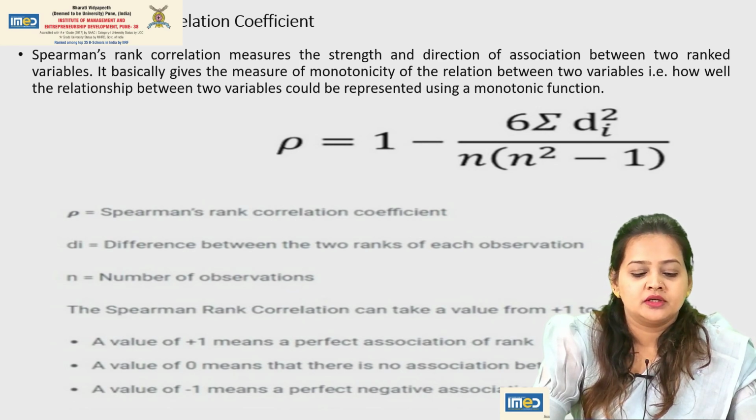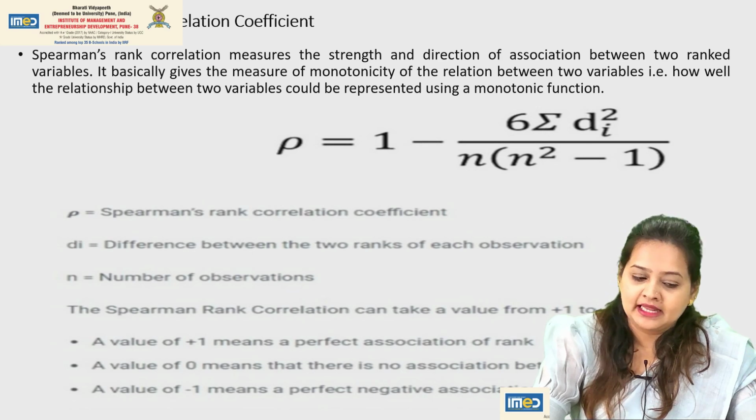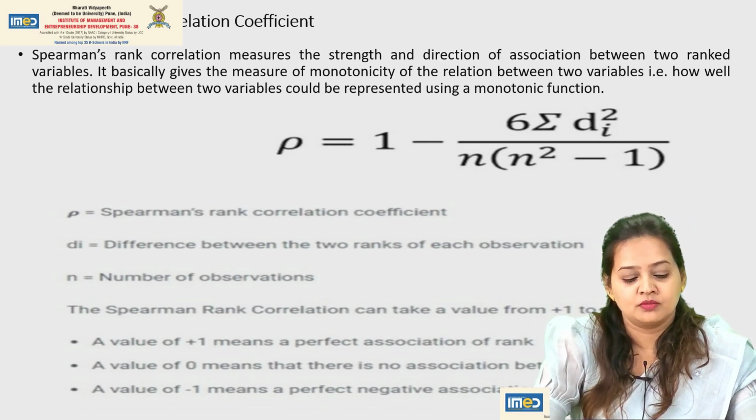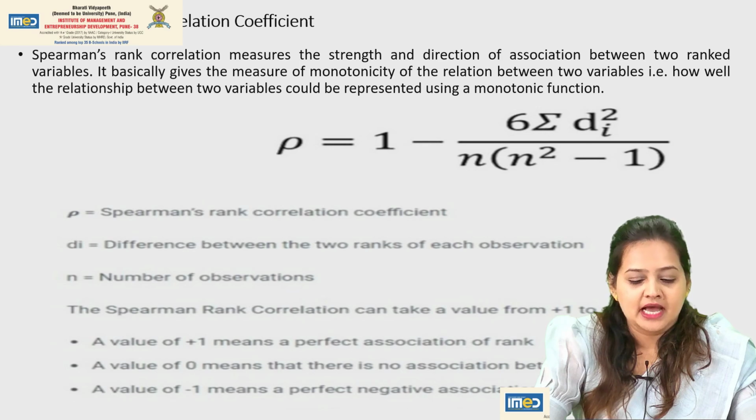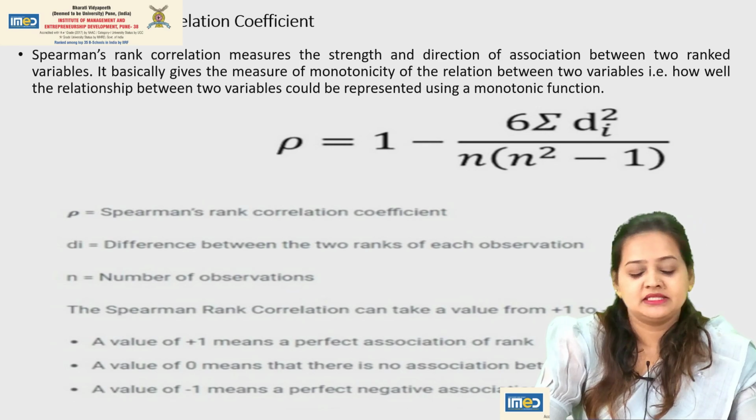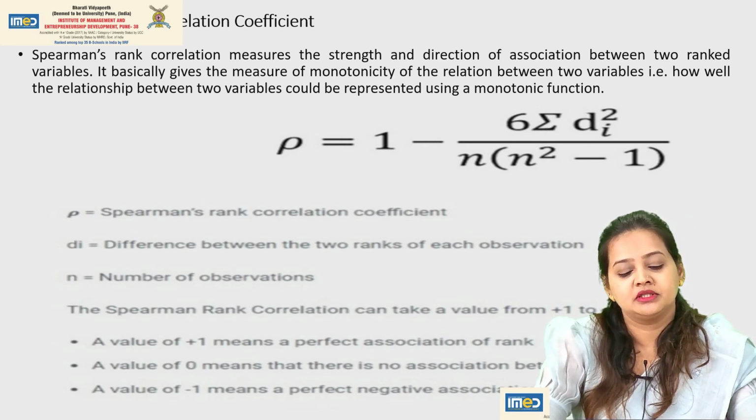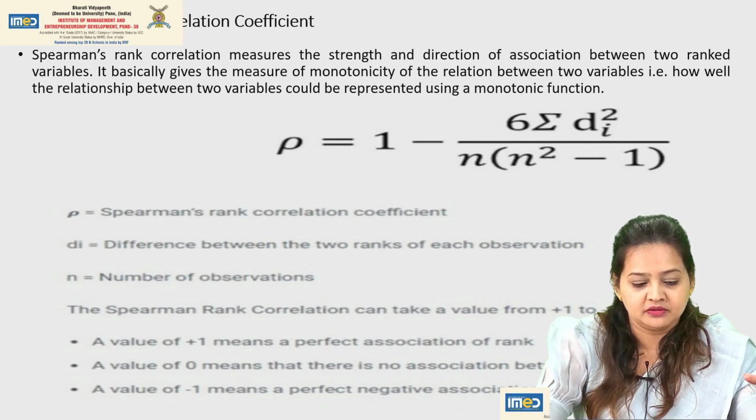So, over here the rho symbol denotes Spearman's rank correlation coefficient. Then the n, as usual, denotes the number of observations or the quantity of information. Then you have di. So what do you mean by di? Di basically talks about the difference between the two ranks of each observation.